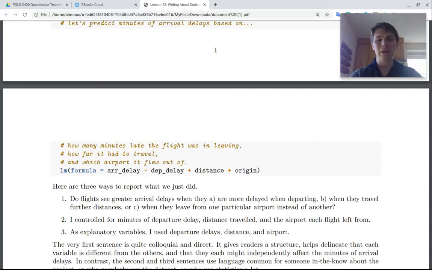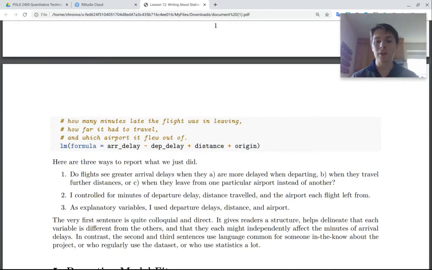I don't like that last one, right? I think that the first one is really good. And it's good because it structures the sentence. It gives readers a structure. It helps them know that each variable is different from the other, that there are different explanations, that they might each independently affect the minutes of arrival delays, the outcome. And it really poses it in human language. You could analyze this without statistics, and people would probably phrase it the same way. So that's good.